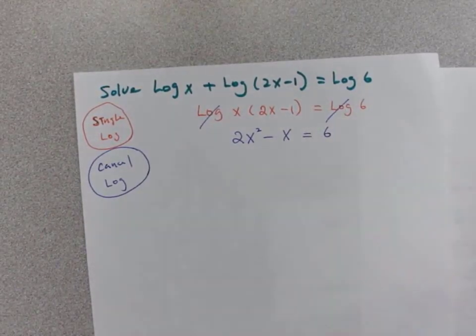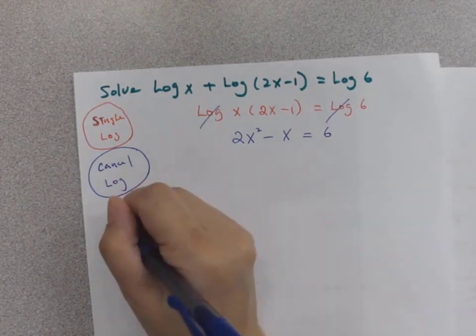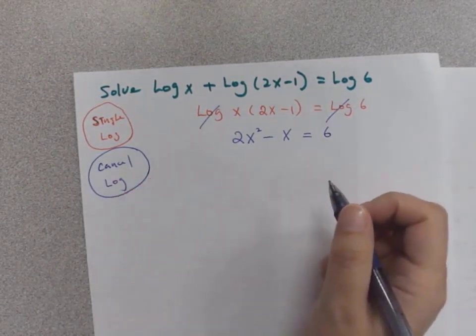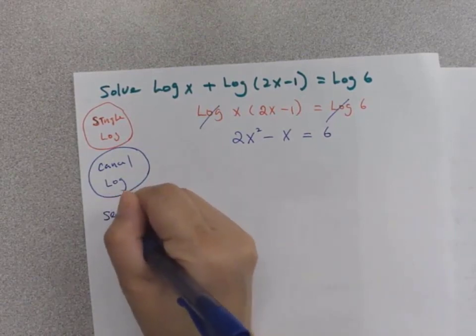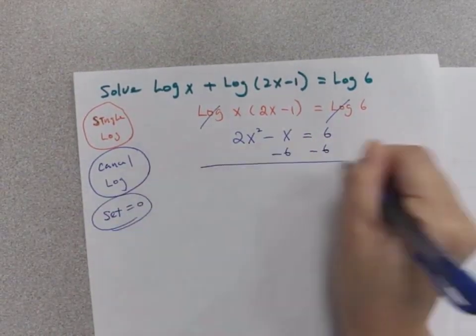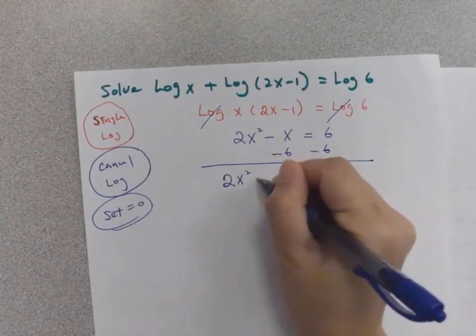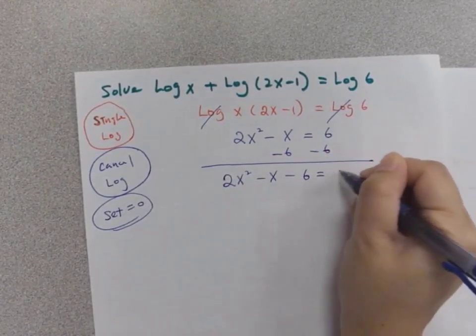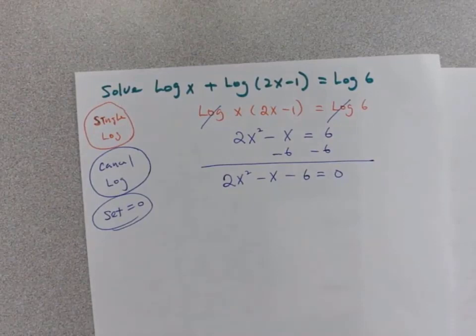So now the highest power is square, right? So how do we usually do quadratic? Before you factor, I have to do one thing first. Subtract the 6. Good. You want to set this equal to 0. So subtract the 6 to the other side. You have 2x squared minus x minus 6 equal to 0. And then what?